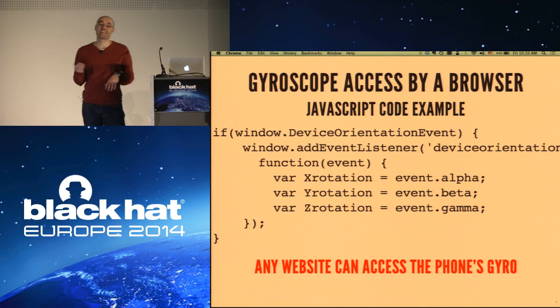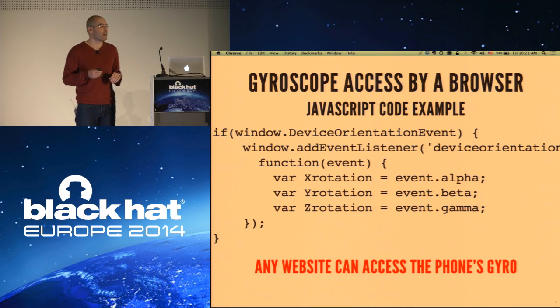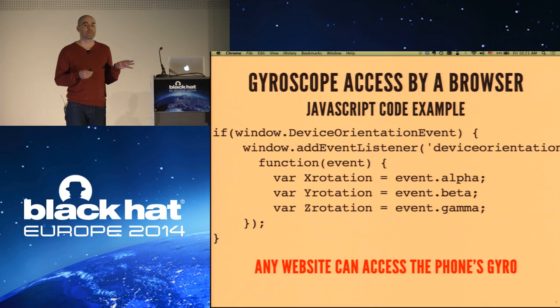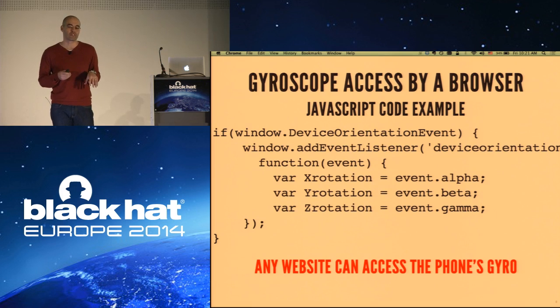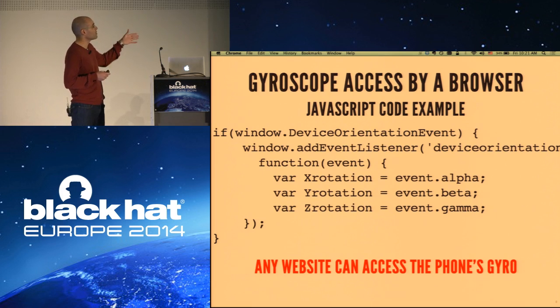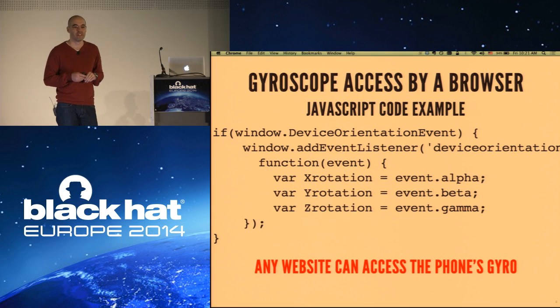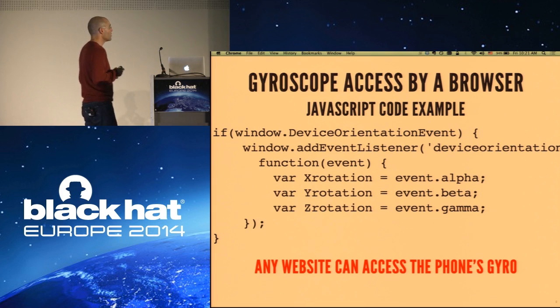Moreover, not only applications can access the gyroscope freely, every website the user visits also can freely access the phone's gyroscope using this very simple JavaScript code, again, without the user ever knowing about it.